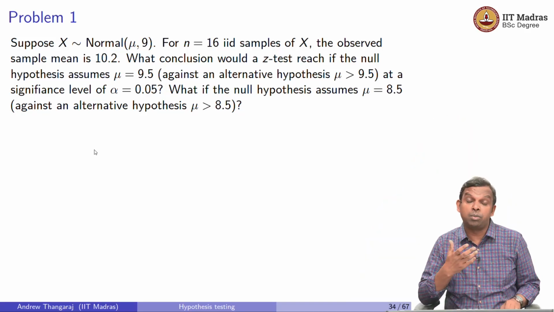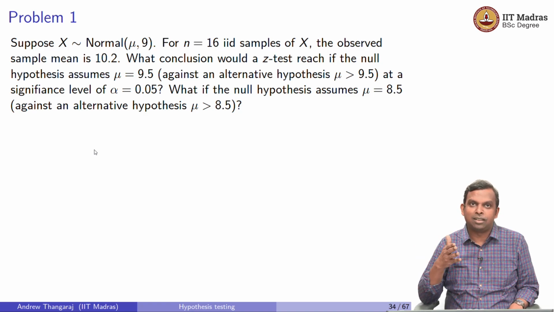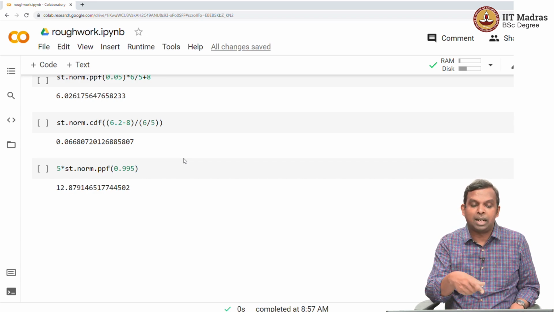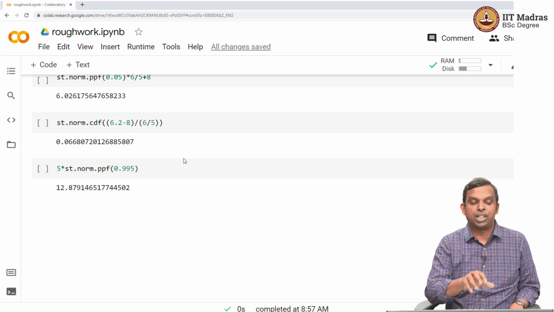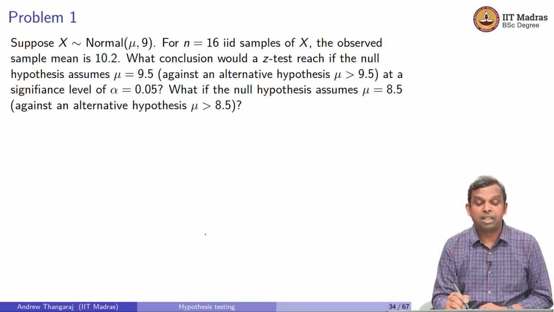In these problems we'll have to calculate the Gaussian CDF once in a while. For that I have this Colab window open. I have NumPy and SciPy stats, and anytime I want to run a normal PDF or CDF calculation, I'll come back to this window and get the actual value. Okay, so let's begin with the first problem.